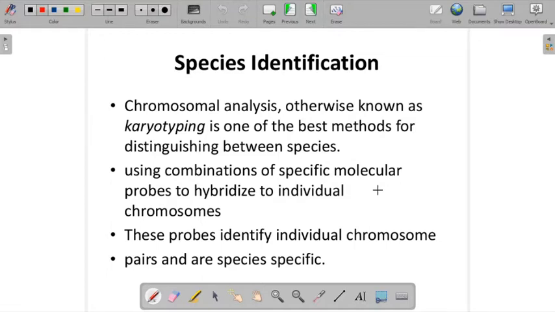Another technique is specific molecular probes. These molecular probes might be proteins, single stranded DNA, or some other type of material which acts as a probe, and they label specific sites on the chromosome. Suppose this is the chromosome.